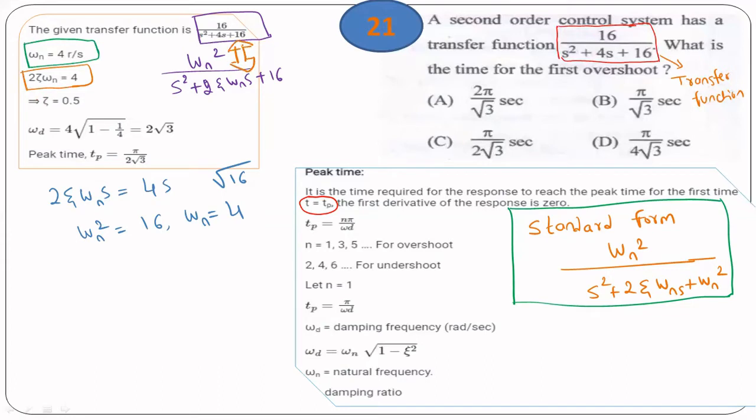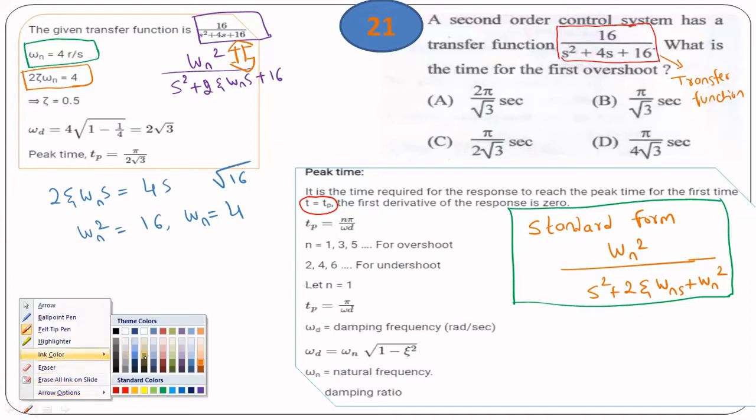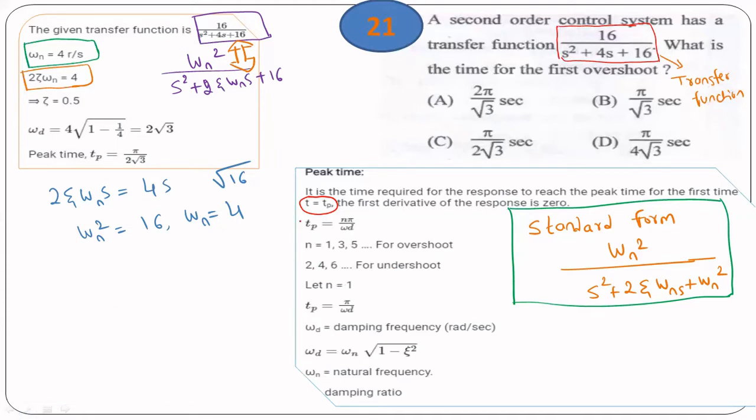Now let us look into our solution, as we have to calculate what is called TP, the time for the first peak overshoot. In this problem, we need to get the solution for TP. TP is given by pi divided by omega d, whereas omega d, as you know, is the damped frequency and its unit is radians per second. Omega d can be calculated as omega n into square root of 1 minus zeta square.